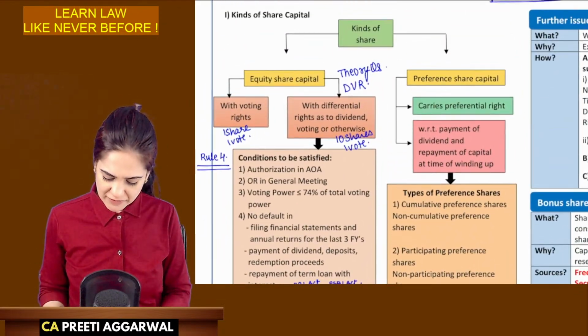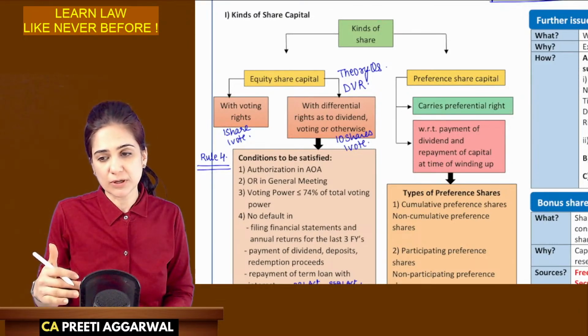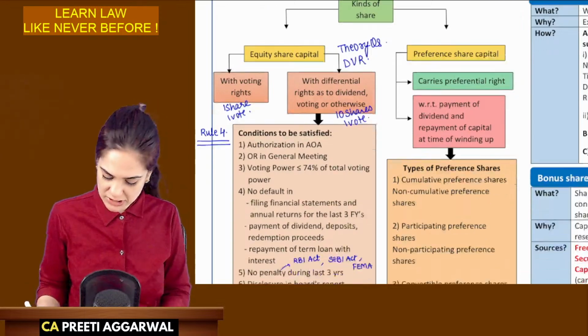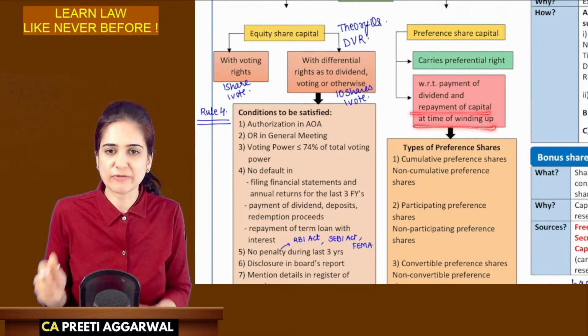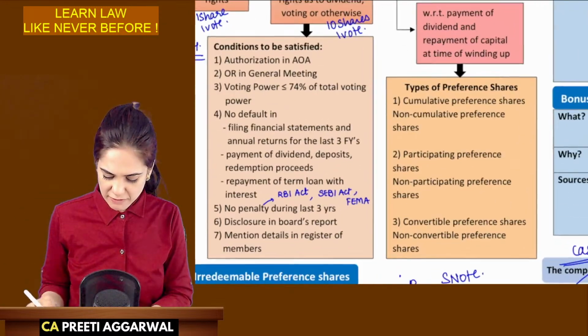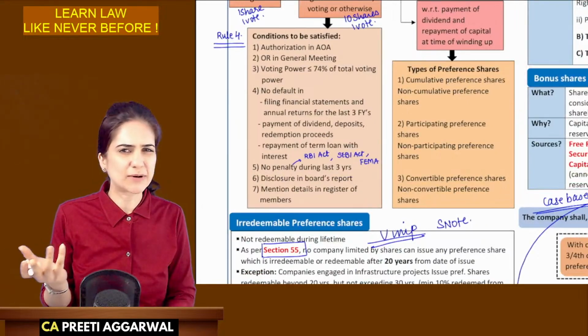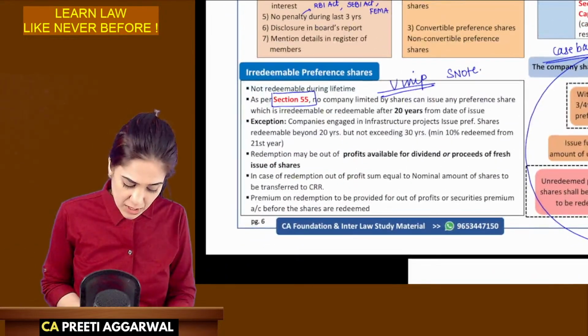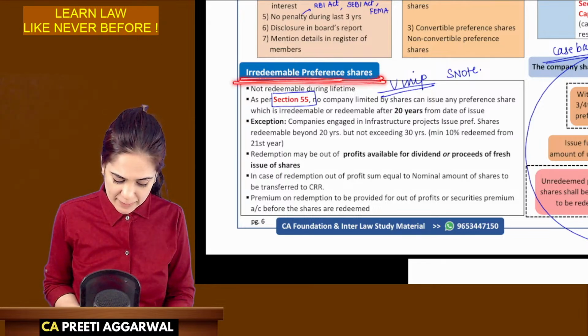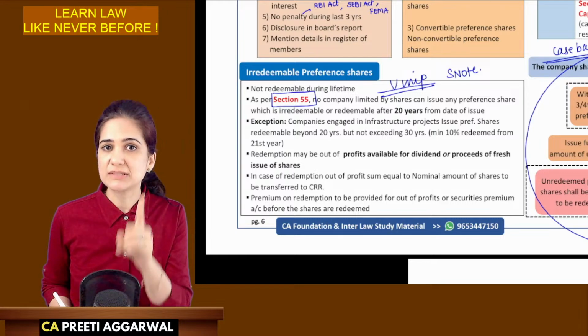Now coming to preference share capital, they carry preferential rights. They will have the right to dividend before it is given to the equity shareholders. They will have the right to repayment of capital at the time of winding up before it is given to the equity shareholders. So they have preference over equity. You can study this, I don't think it will be asked in the exam, but we have irredeemable preference shares, which is very important for case based questions.